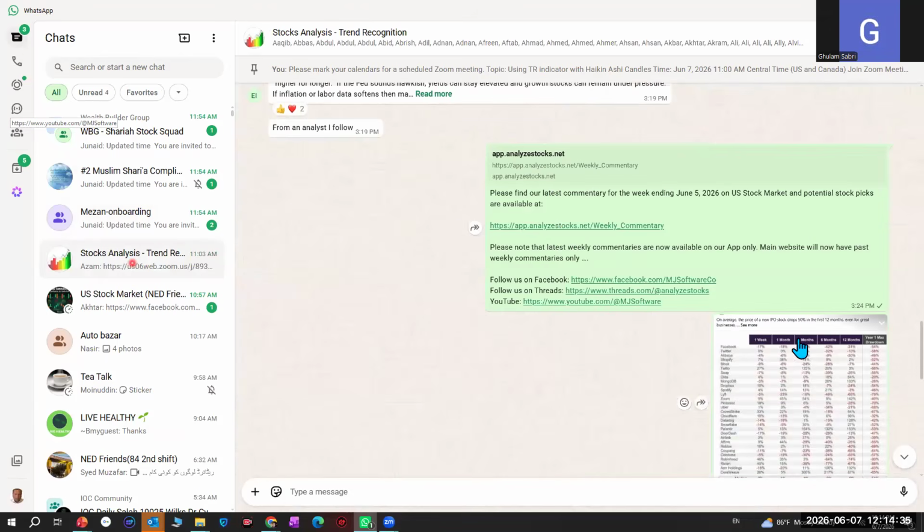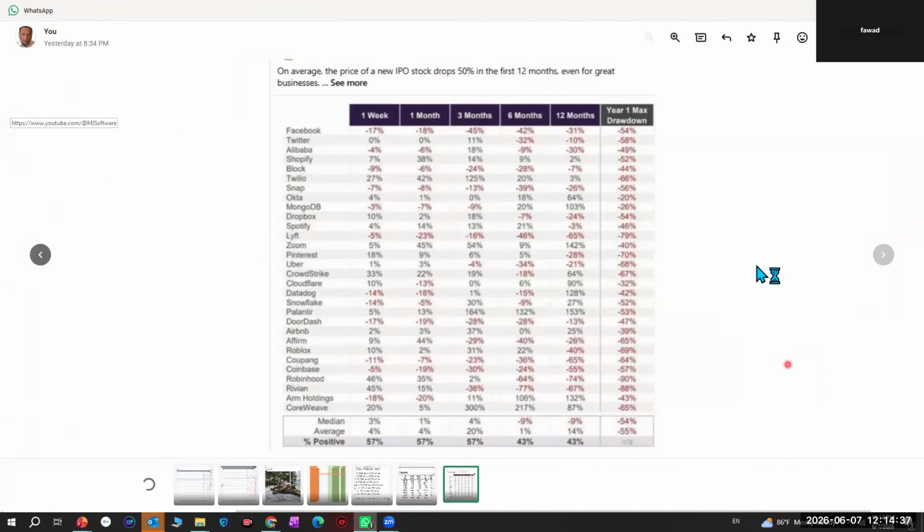It looks highly overvalued. You see the tendency of all the IPOs, you name it: Facebook, Twitter, Alibaba, Shopify, Square, Twilio, Snap, MongoDB, Zoom, Uber, CrowdStrike, ARM Holding, Corpay. The tendency is that during the first year, the average maximum drawdown is 50% plus, 50 to 55% below the IPO price.